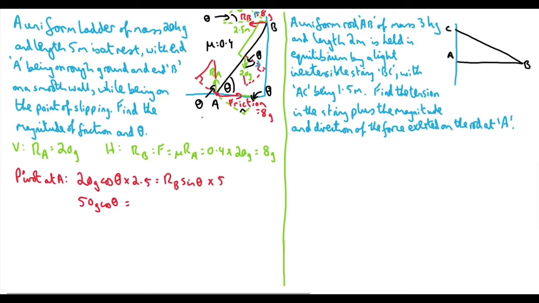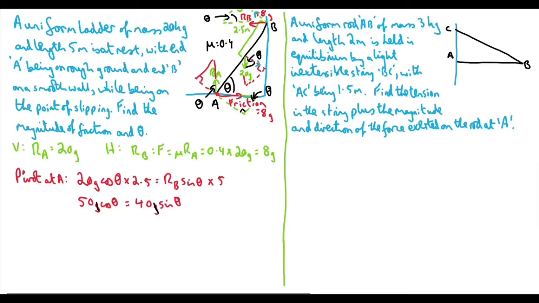And here we know that the reaction at B is 8g, so times by 5. That's going to be 40g sine theta, which in turn you can simplify even further by just cancelling through by this common factor of g. So you can say that 50 cos theta equals 40 sine theta. Now this we can actually use just to solve for theta straight away.